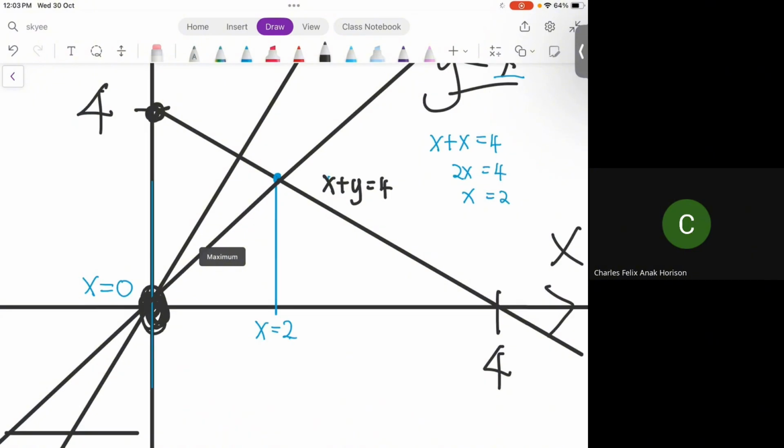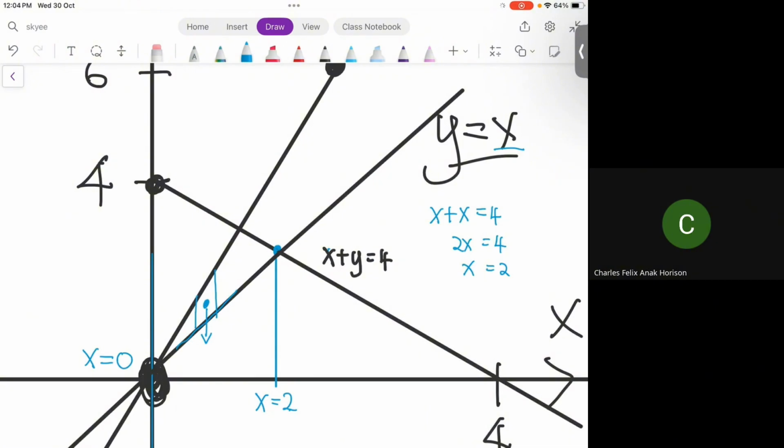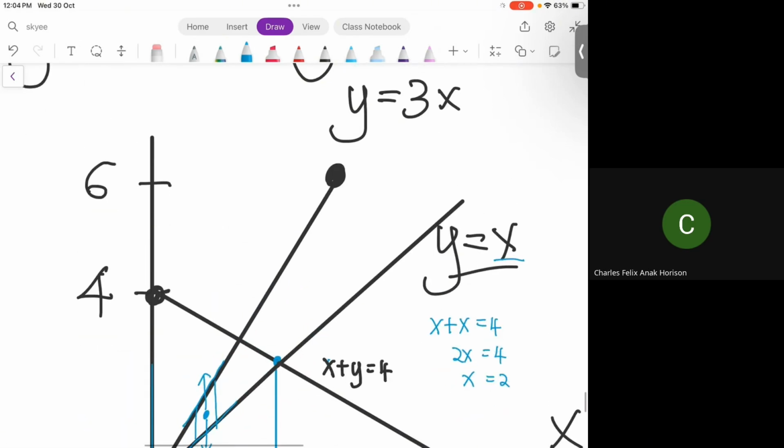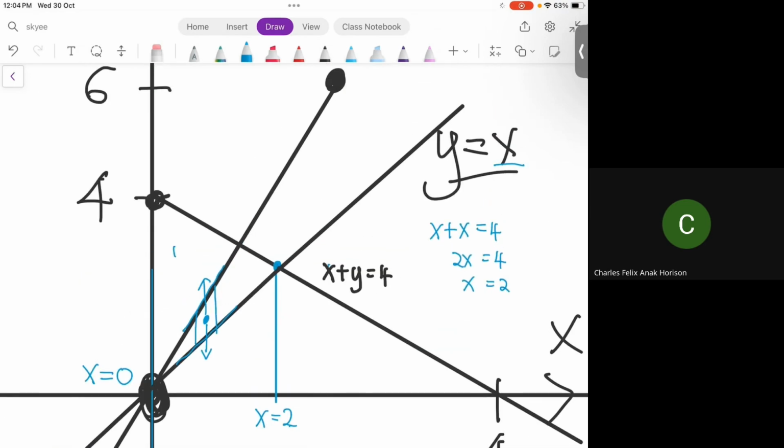Now, if I am inside this horizontal strip, when I refer down, I see this line, which is y equals to x. And when I refer up, I see another line, which is y equals to 3x. This is y equals to 3x, and the bottom is y equals to x.